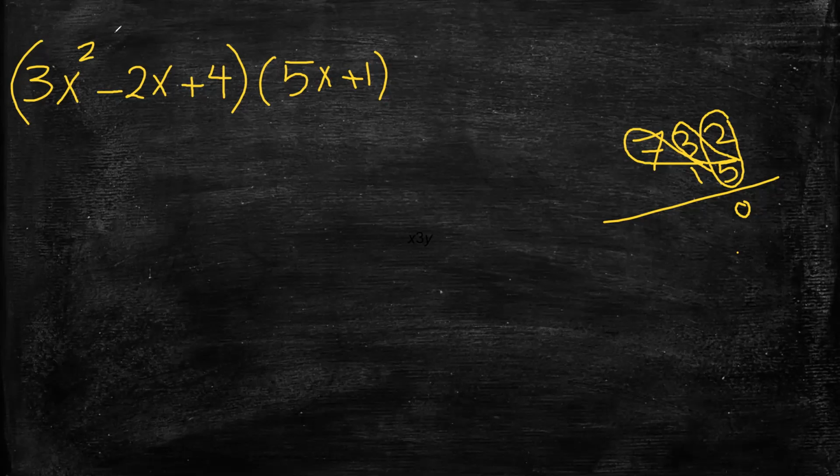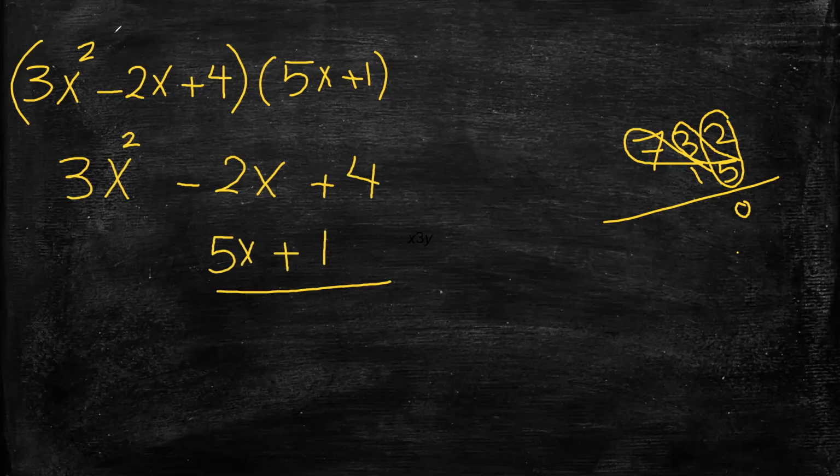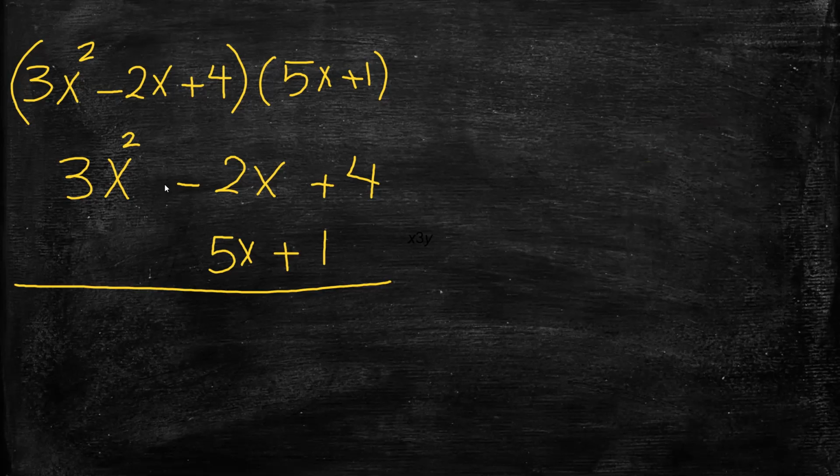Here now, we will do the same. The first step, we will write them as 3x squared minus 2x plus 4. This is up. And down, I will write it as 5x plus 1. This is now the first step. I arrange them. 3x squared minus 2x plus 4 up, and down I will write 5x plus 1.